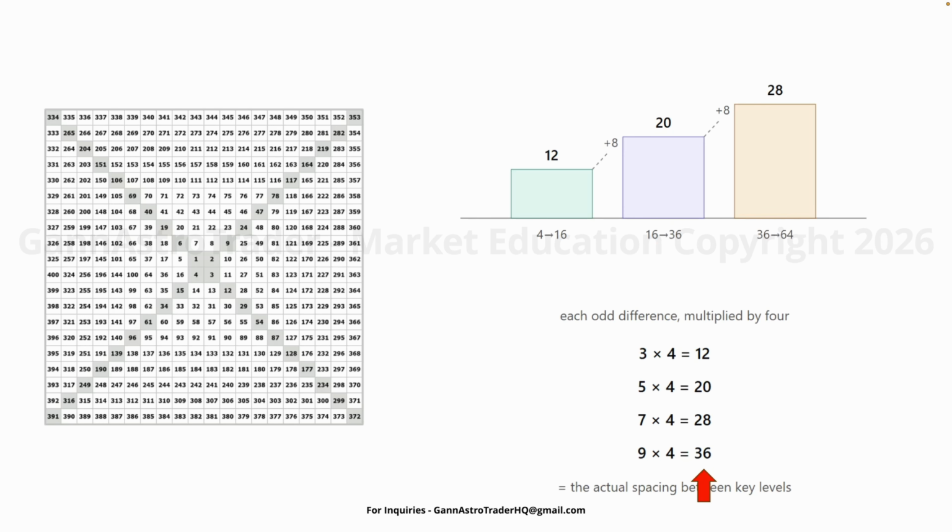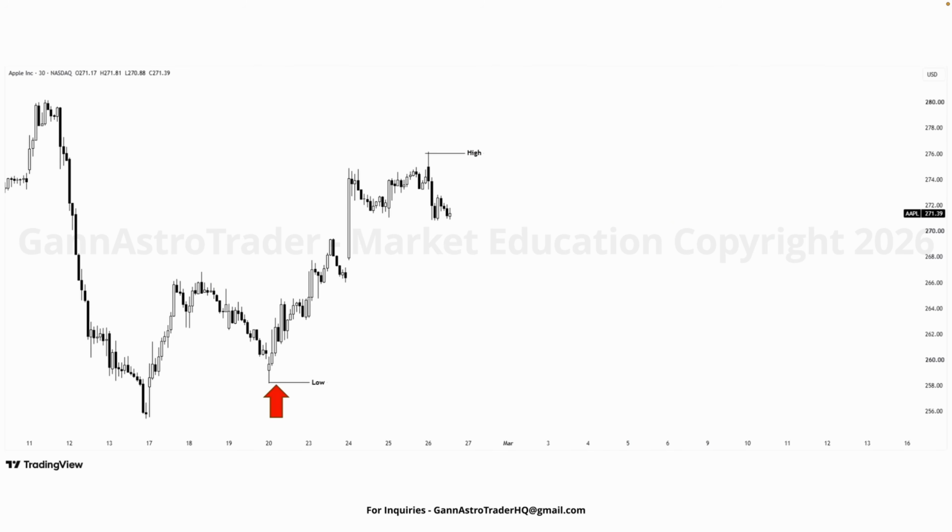Let's start by simply observing Apple on the 30-minute chart. Price falls sharply into the February 17th low, then begins a strong recovery toward the $276 high on February 26th. Take a moment and notice this low-to-high structure. This is the price range we'll use for our time and geometry analysis.